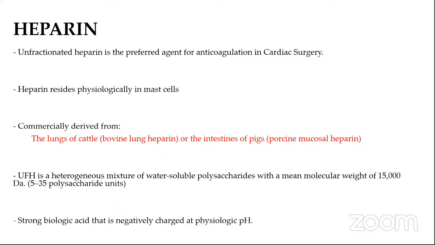Unfractionated heparin is a heterogeneous mixture of water-soluble polysaccharides. It comes with different mean molecular weights, but the average is 15,000 Daltons. It also comes in different units, starting from 5 up to 35 polysaccharide units. We need to pay attention to the units because we're going to see their importance later on. Heparin is a strong acid, which is negatively charged at physiological body pH.